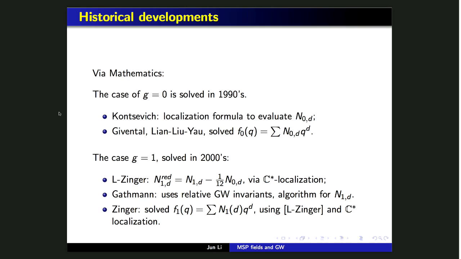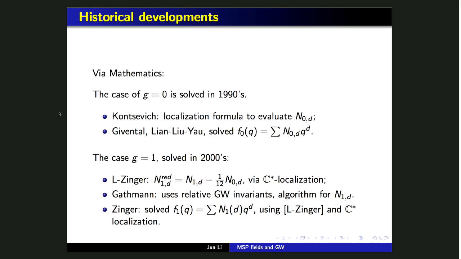First, together with Zinger, we developed an integration formula similar to Kontsevich's that works for genus 1. So we have to use the reduced one. And the good part is that one can use the C-star localization to evaluate these genus 1 numbers. And Gathmann has also tried to use the relative Gromov-Witten invariant to develop an algorithm, but that algorithm is kind of complicated. The final solution for the genus 1 case was done by Zinger.